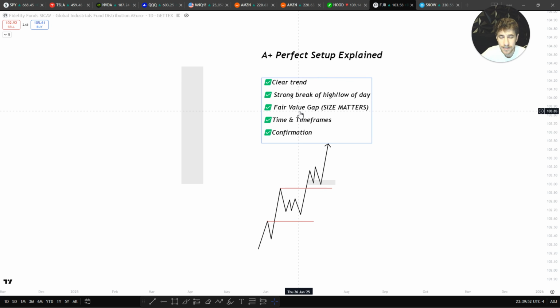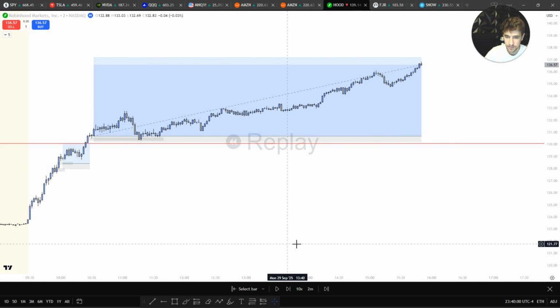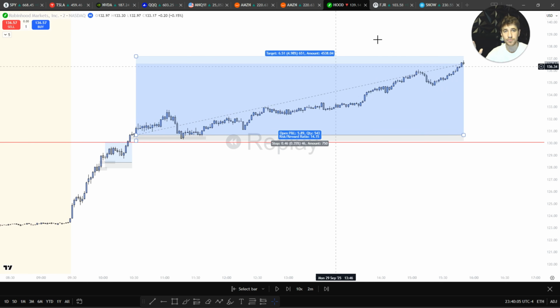All right. Next one, time and time frame. Falls on the 2 minute time frame, which is between 1 through 5. So that's great. And the time as well. Is it before 11:30 and is it after 9:30? Absolutely it is. So that's exactly what I take a look at.